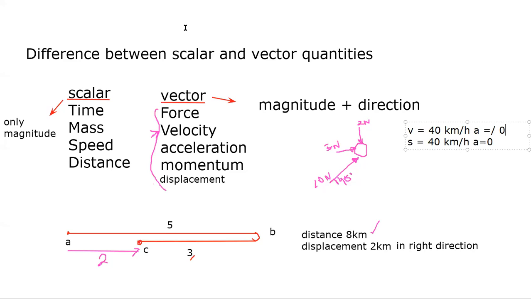It can move in a circle, and if velocity is 40 kilometers per hour, as this direction is always changing, because in this spot it will be moving in this direction, in this spot it will be moving in this direction, in this spot it will be moving in this direction. But as velocity is direction dependent, even though the velocity has a constant magnitude, the direction is constantly being changed, so acceleration would not be equal to zero. So this is a basic difference between a scalar and a vector quantity.